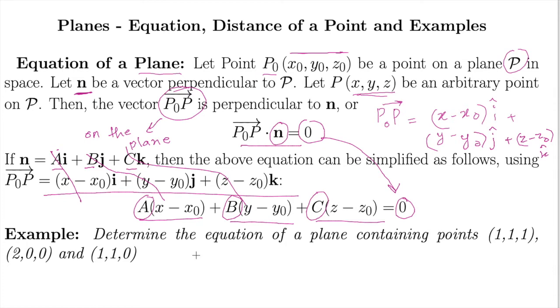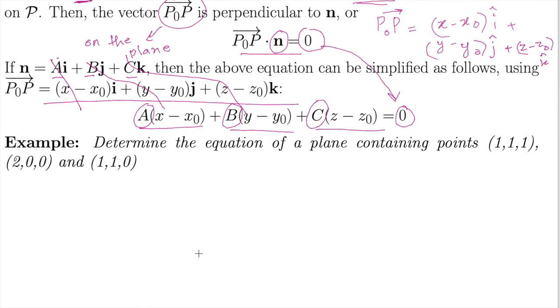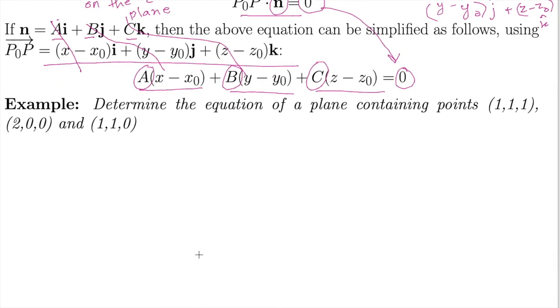Okay, so now let's use this knowledge to find the equation of a plane which has 3 points. This is all we know. So this means we do not know n, but we know that, let's say, this point is X, this point is Y, and this point is Z.